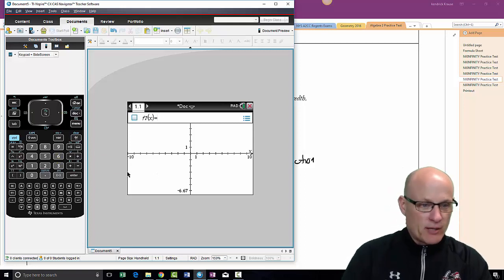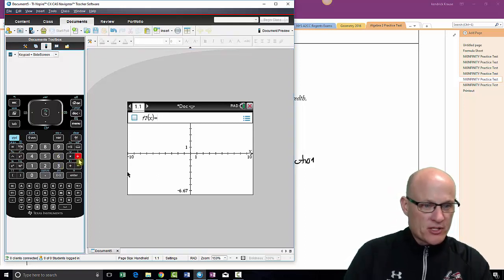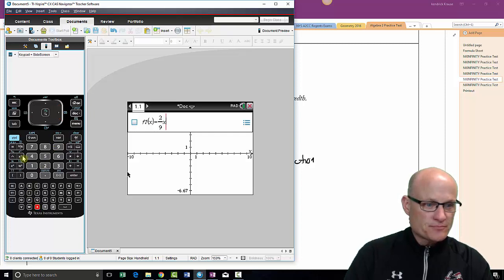Try not to type these in inappropriately. Let's type them in perfectly. Control division, 2 over 9, x cubed. Get out of cube mode. Anytime you're in anything other than squared mode, you're in weird mode.